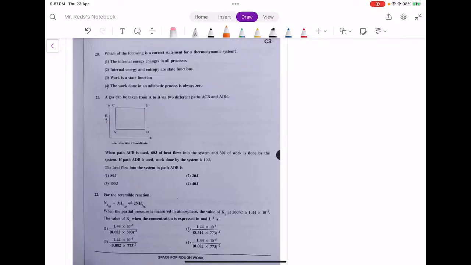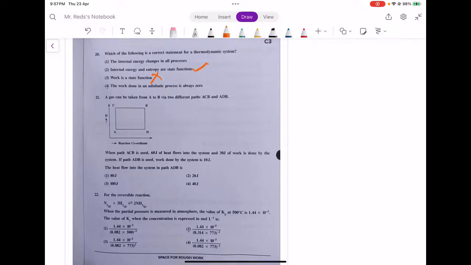By taking the options, you will get the answer. Internal energy, E, and entropy are the state functions. Why are the remaining options not correct? Work is a state function? No, work is not a state function. Work is the path function.